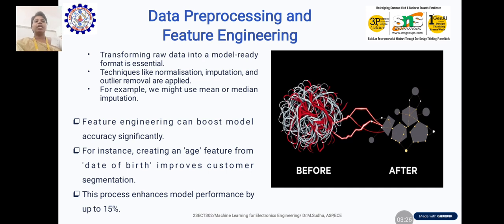Transforming raw data into a model ready format is essential. Techniques like normalization, imputation, and outlier removal are applied. For example, we might use mean or median imputation, because in machine learning and AI applications, mathematics plays a vital role. Feature engineering can boost model accuracy significantly. For instance, creating an age feature from date of birth improves customer segmentation. This process enhances model performance by up to 15%.